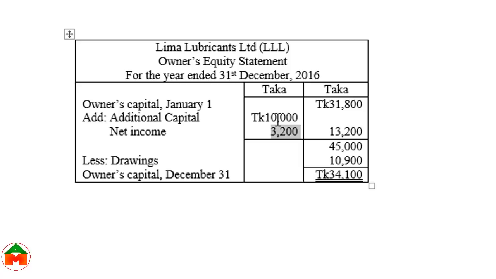These two items should be added to the opening capital. So the total amount of additional capital and net income is 13,200. If we add this 13,200 to the 31,800, we will reach 45,000, and from this amount we will deduct drawings. So if we minus this amount 10,900, it's the drawing. After deducting this drawing, we will reach the closing capital, which is 34,100. So this is the owner's equity at the closing time.